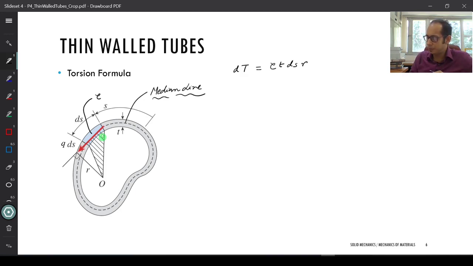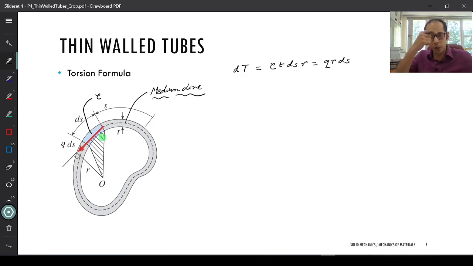Now from here I can go a step further and write this as tau times t, which, as we saw, the product of the shear stress and the thickness, is equal to the shear flow q. So it is going to be q times r ds. That is, this dT is for the small length ds.